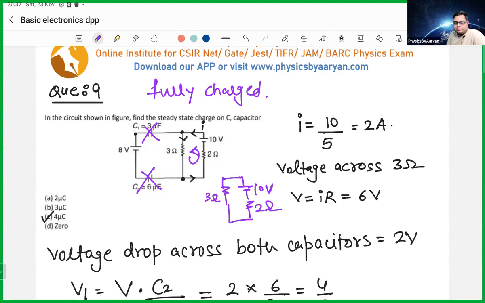Now I can find out what is the current that is flowing. The current is the total voltage, which is 10, divided by the total resistance, which is 5, which is 2 ampere. So current flowing in the circuit is 2 ampere.